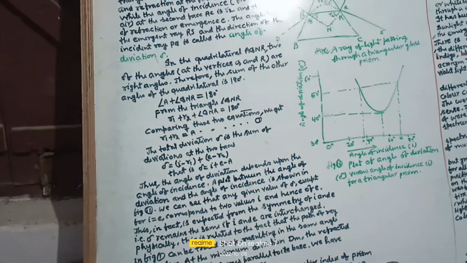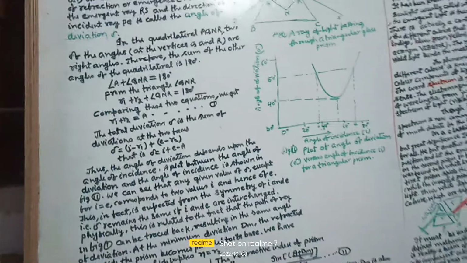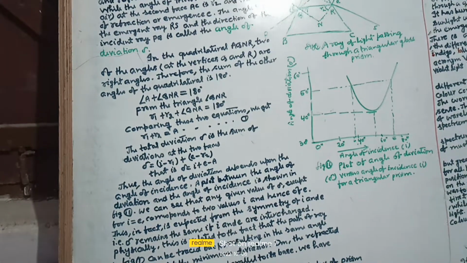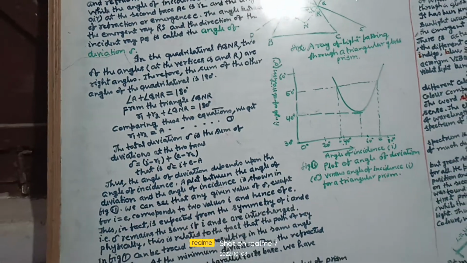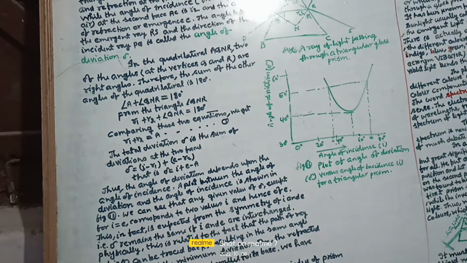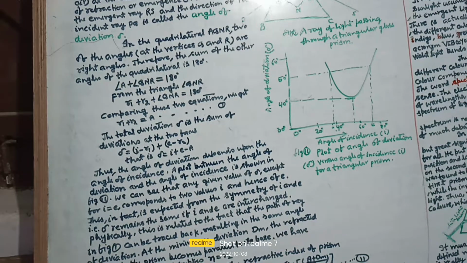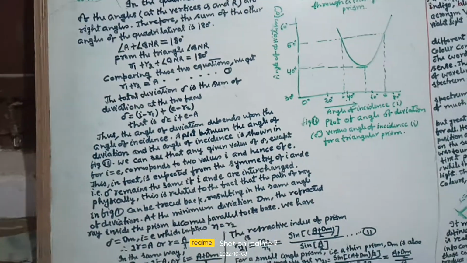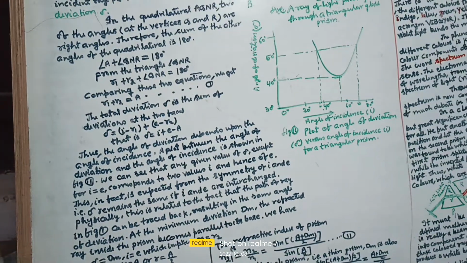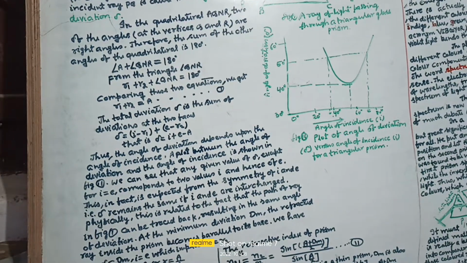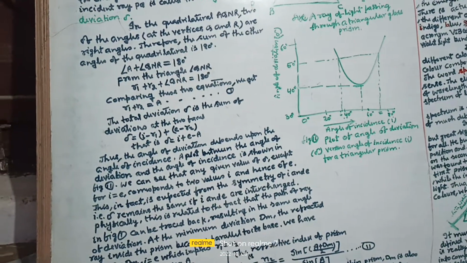The total deviation delta is the sum of the deviations at the two faces. Delta equals i minus r1 plus e minus r2. That is, delta equals i plus e minus A. Thus the angle of deviation depends upon the angle of incidence. A plot between the angle of deviation and the angle of incidence is shown in figure 2.